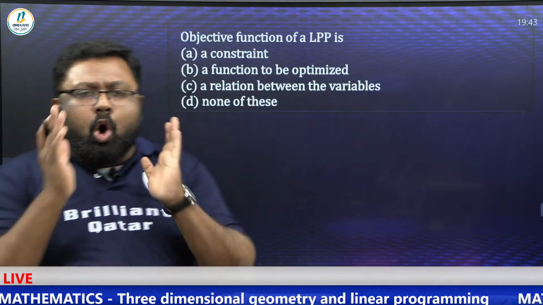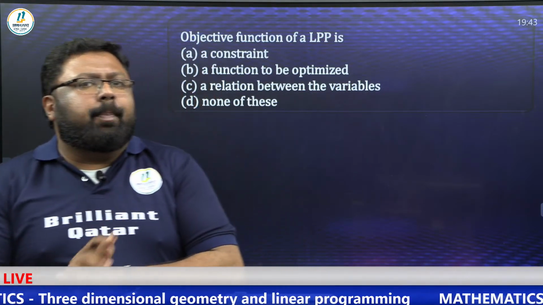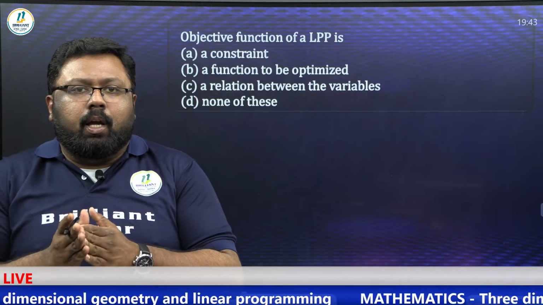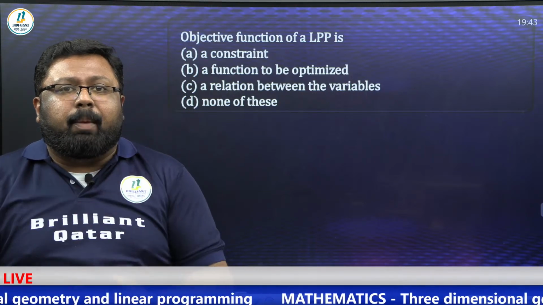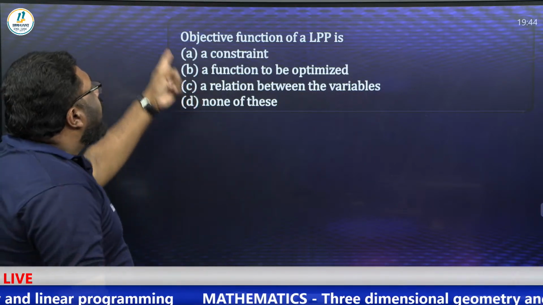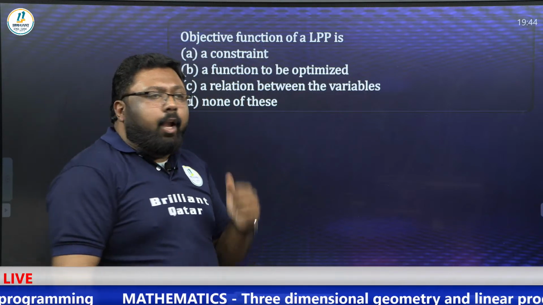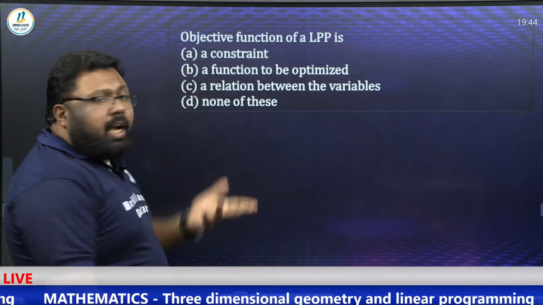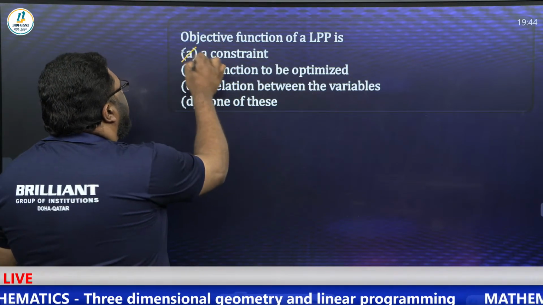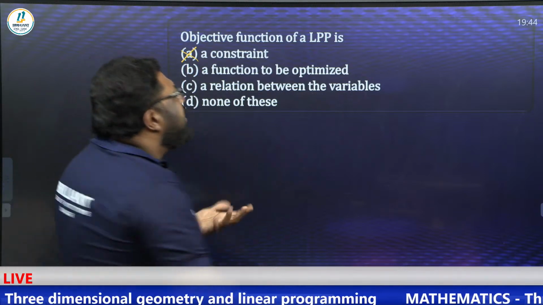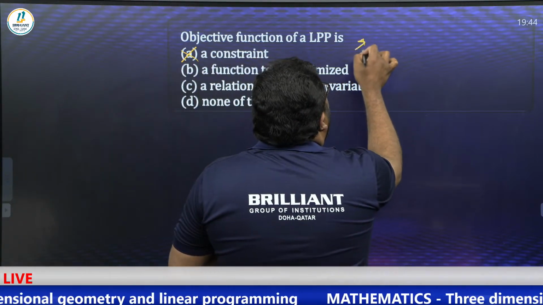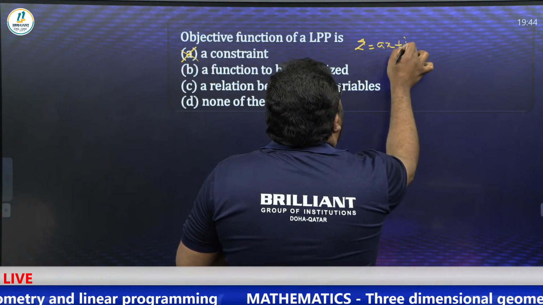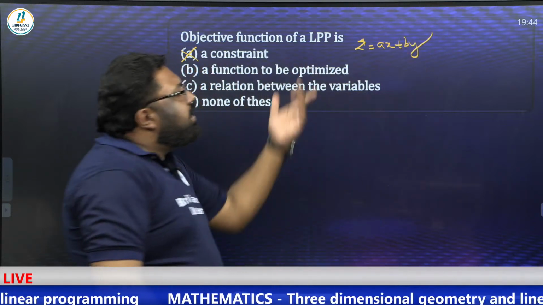Most of the questions in linear programming could be theory based. You must know the theory of LPP very well. First one. What is an objective function? An objective function is not a constraint, definitely not. Is it a function? Yes, because it looks like z is equal to some ax plus by, something like that. So it's a function.